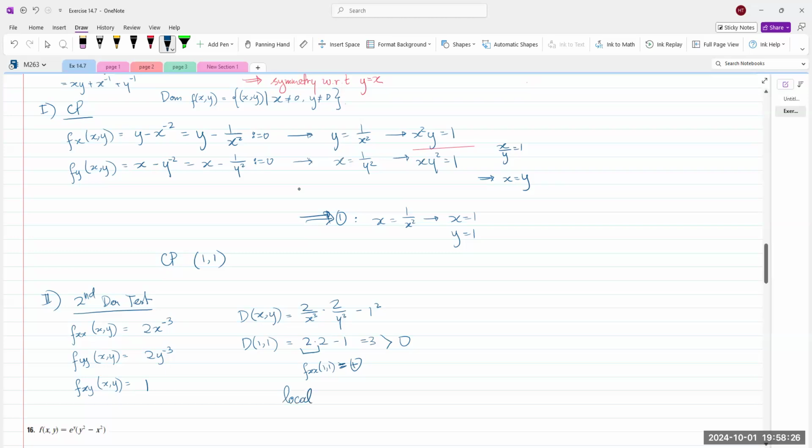Local maximum at (1, 1). Okay, that's local maximum at (1, 1). And the value will be, we just plug it in, right? You will see that f(1,1) equals 1 times 1 plus 1 over 1 plus 1 over 1, that's 3. So that's the local, actually no, not local maximum, huh? f double derivative is positive, so it's supposed to be local minimum, my bad. Local minimum. That's local minimum.